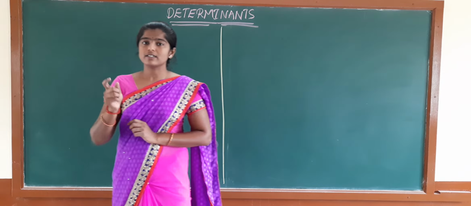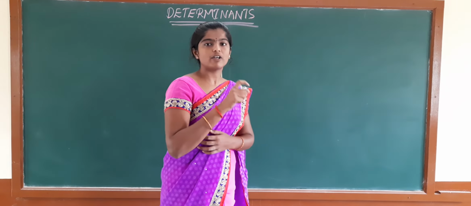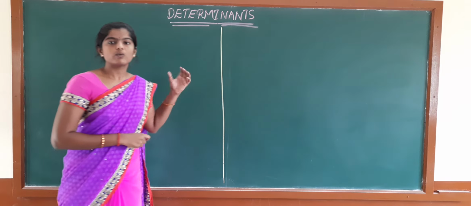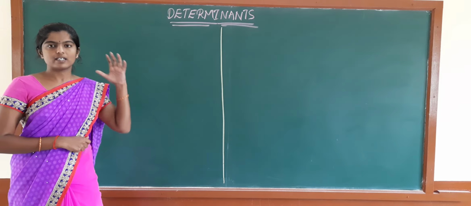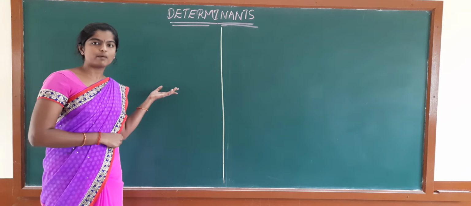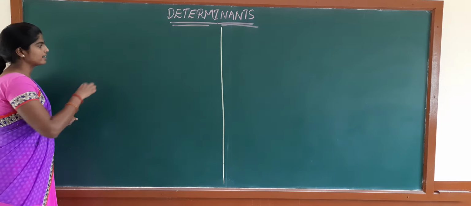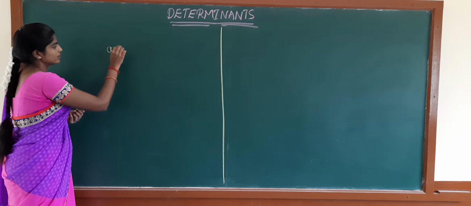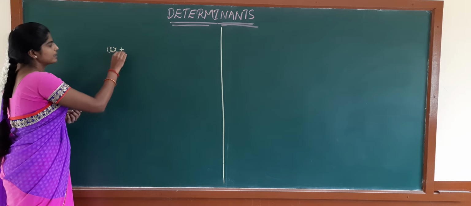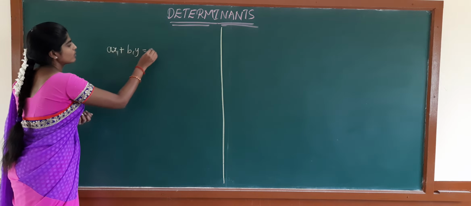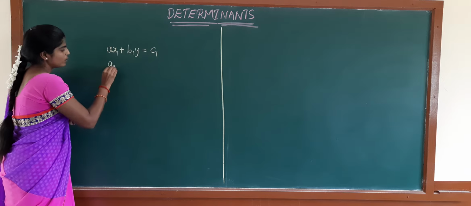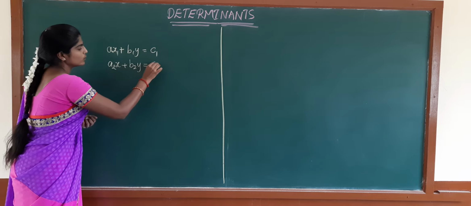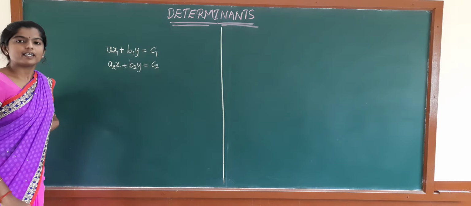In matrices we arrange numbers in rows and columns. We already know how to arrange a system of linear equations into a matrix. If you take the example a1x plus b1y equal to c1, a2x plus b2y equal to c2, it is a system of linear equations.